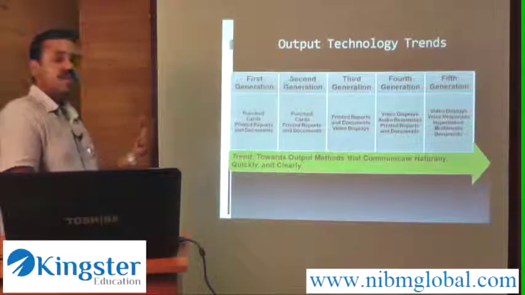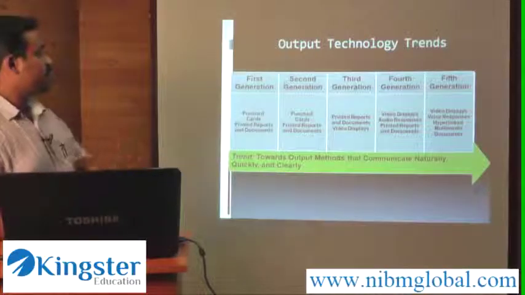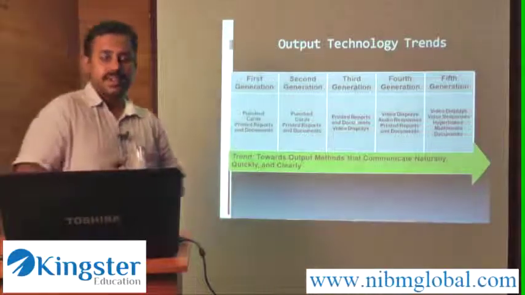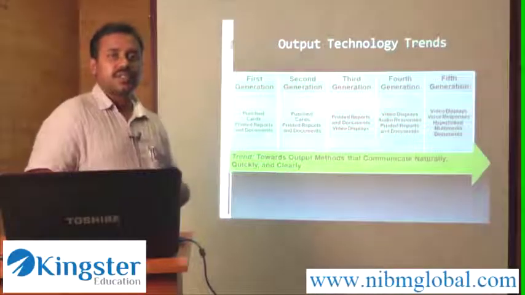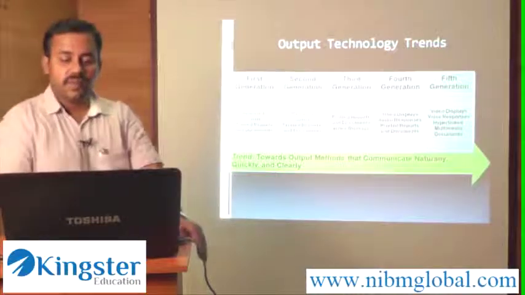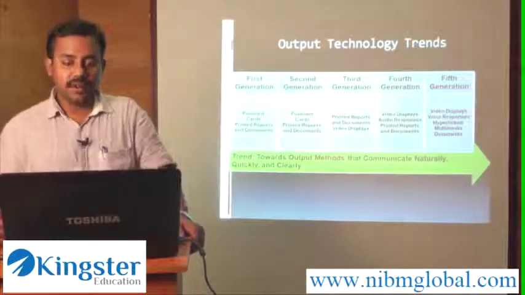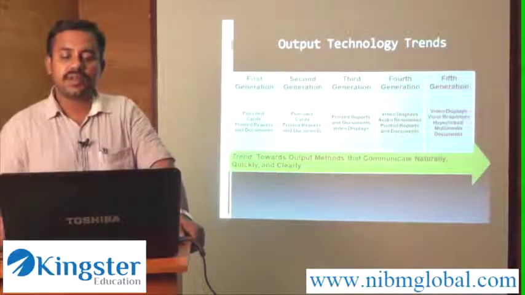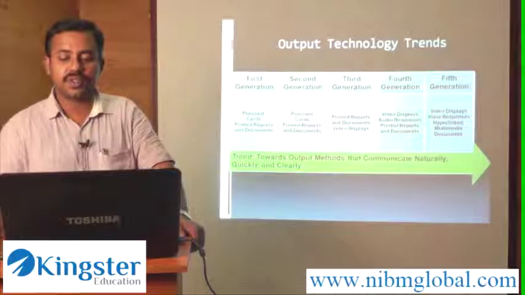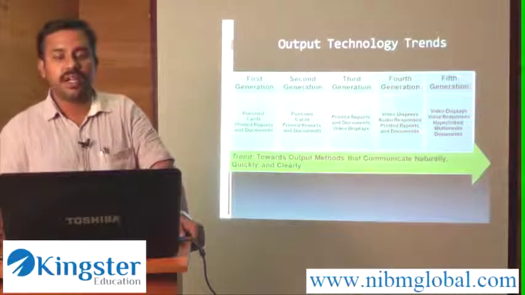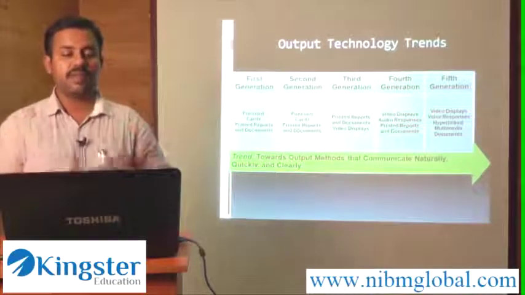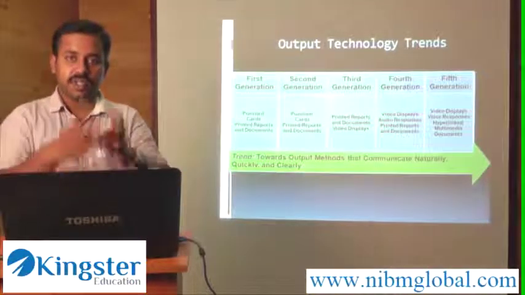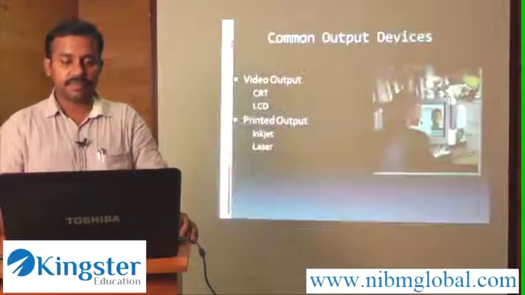Third generation includes printed reports and documents, video displays, CRT monitors, LCD monitors, LED monitors, etc. Fourth generation, video displays, audio responses, printed reports and documents. And fifth generation includes video displays, voice responses, hyperlinked multimedia documents, clubbing a number of output media together and presenting the information in a single medium.